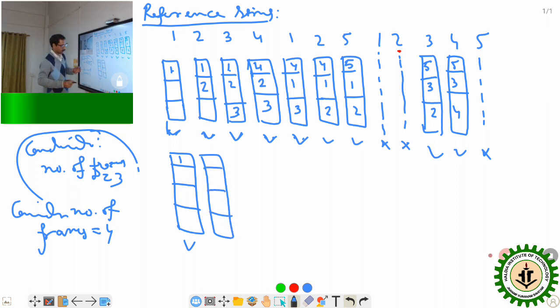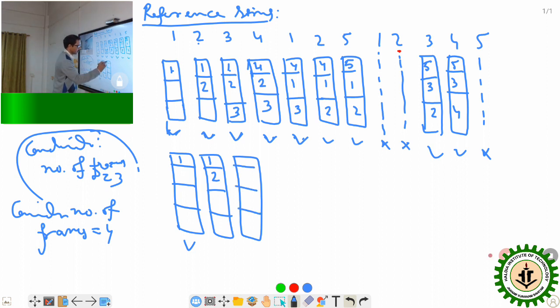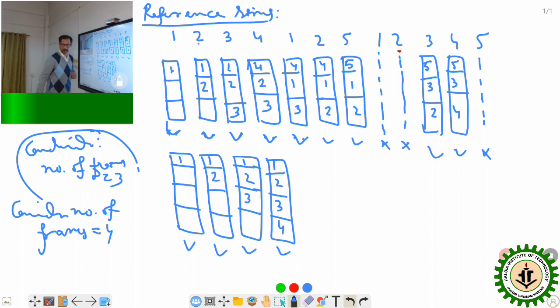Hope you can do yourself. Now page reference is 2, and you memory allocated here. So 3, 1, 2, 3, then 4, 1, 2, 3, 4. So in each case a page fault occurs because the particular reference page does not belong to the memory.